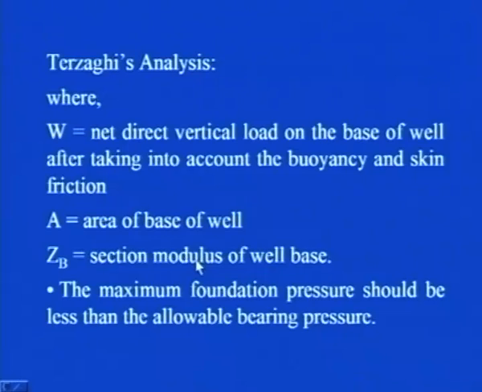If it is circular in section, it will simply be pi by 4 into diameter square, and if it has some other shape and size, then accordingly you have to find the area of the base of the well. Then ZB is the section modulus of the well base. The maximum foundation pressure should be less than the allowable bearing pressure. We know how you can get this allowable bearing pressure using the SPT test data. And you have seen how you can find the maximum and minimum base pressure. The maximum foundation pressure should always be less than the allowable bearing pressure.